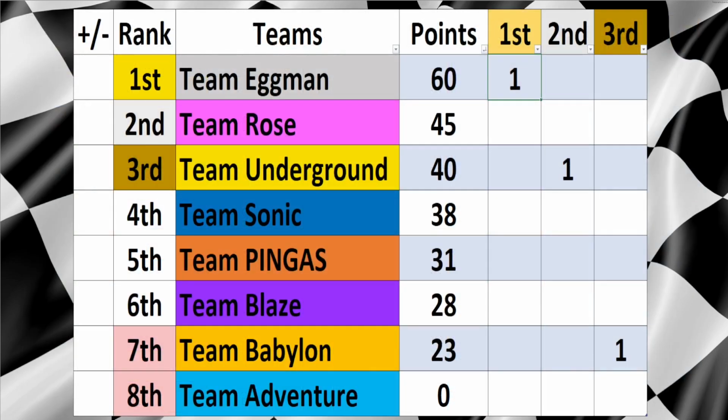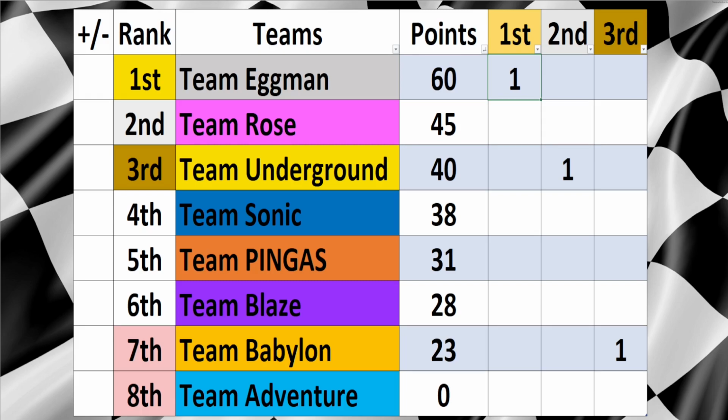Meanwhile, we'll have a quick check at the team standings. This is where things will be a little bit more interesting. So Team Eggman with a good start. 60 points is a pretty good haul for a race. So they also got that win with Allbot and Cubot getting that first place. Team Rose in second, 45 points. So they're a good 15 behind. And then Team Underground in third with that second place finish by Manic. So they're only 5 points behind Team Rose.